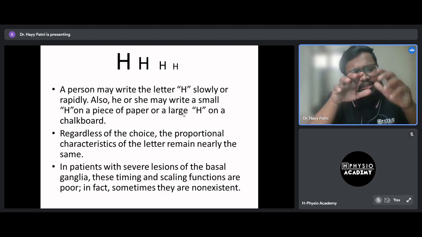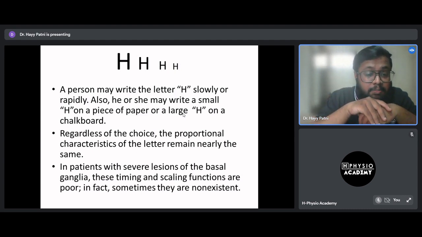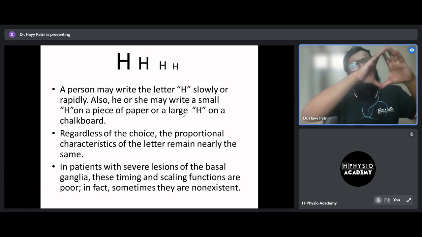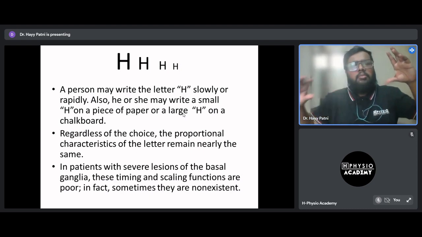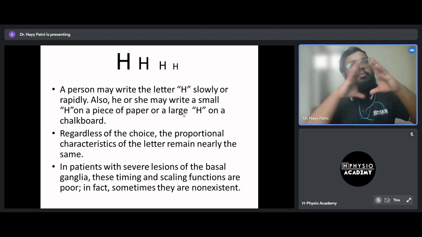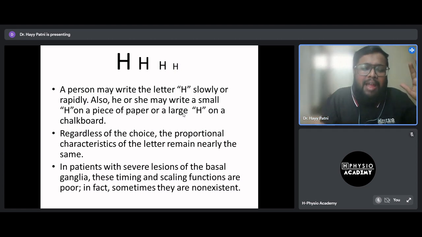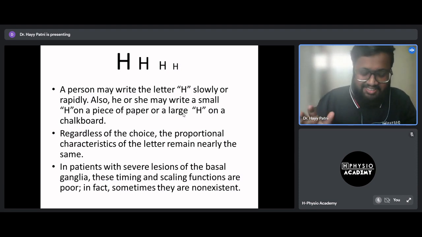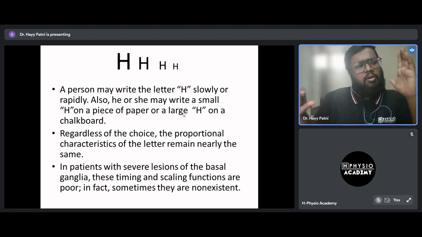So in patients with severe lesion of the basal ganglia, this timing and scaling function is poor. In fact, sometimes they are non-existent. So yes, you understand, even if you write it fast, even if you write it slow, you can see that there are some proportional similarities in your alphabets. If you're writing very fast, yes, your handwriting might be really bad, right? It might be you have a very bad handwriting or a basal ganglia lesion. No, just kidding. So understand, if you are writing a big letter and a small letter, the proportional characteristic of the letter does not change.